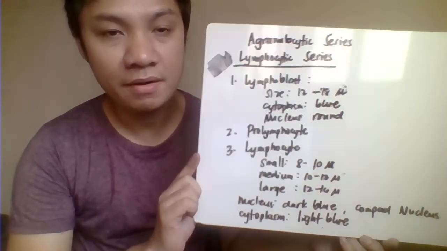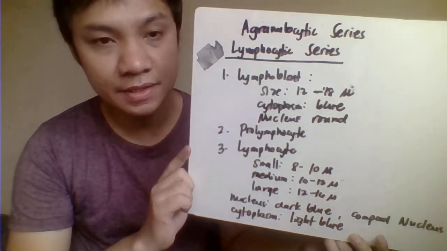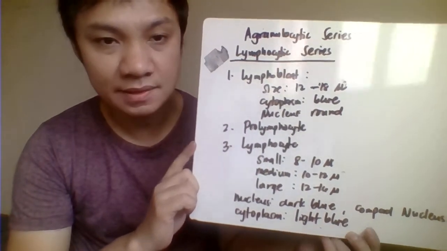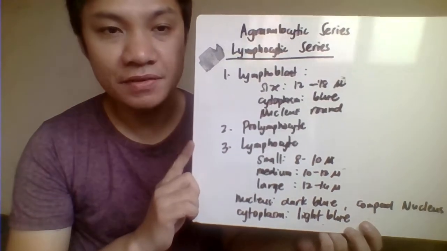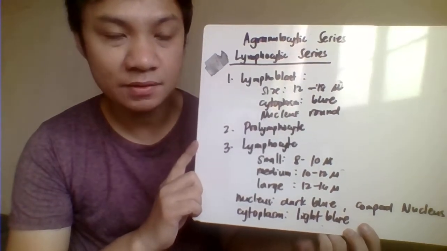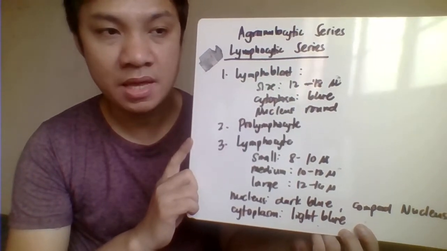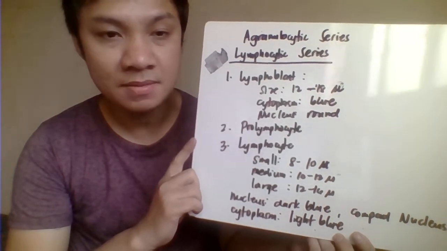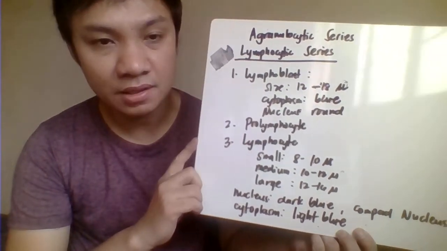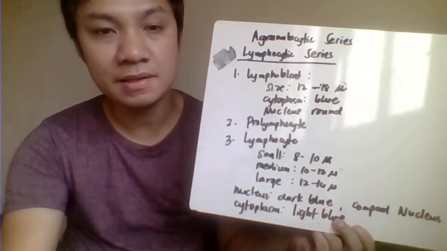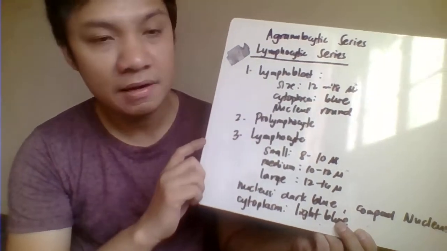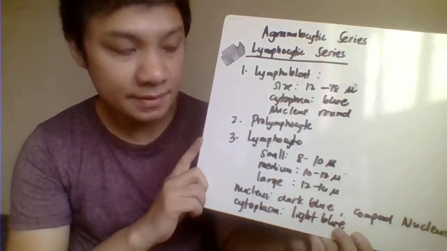Okay, the next one, we start here with lymphopoiesis. The earliest stage of the lymphocyte is the lymphoblast. That's 12 to 18 micrometers with blue cytoplasm, and the nucleus is round to oval. The prolymphocyte has almost the same characteristics as the lymphoblast, only smaller in size.